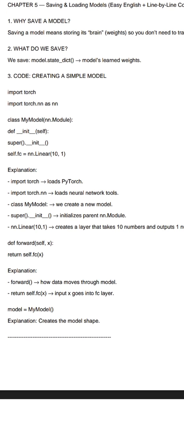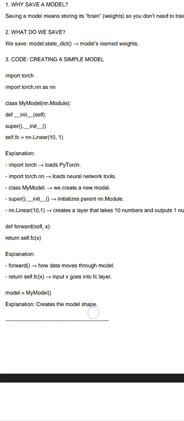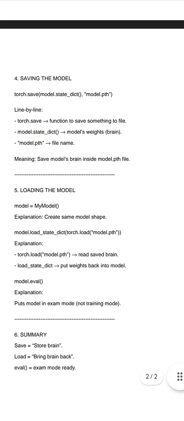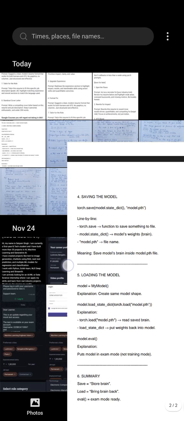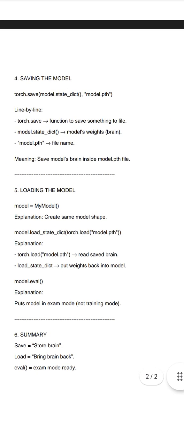Then def forward(self, x), and return self.fc(x). Forward means how data moves through the model. Return self.fc(x) means input x goes into the fc layer. Then model = MyModel() creates the model shape.